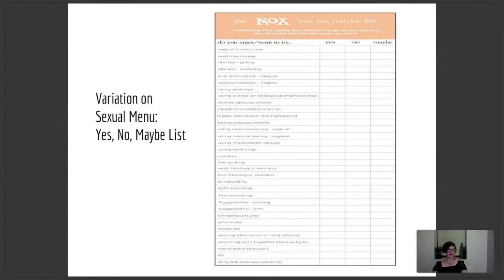And I want to share a variation of a sexual menu, which is called a yes, no, maybe list. So it's the same concept as the sexual menu. However, instead of generating all the ideas yourself, you're starting with a list of a ton of different things. I realize that the font is very small on this. I'm not sure if you can see it.